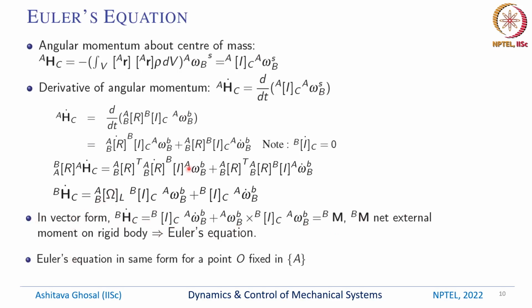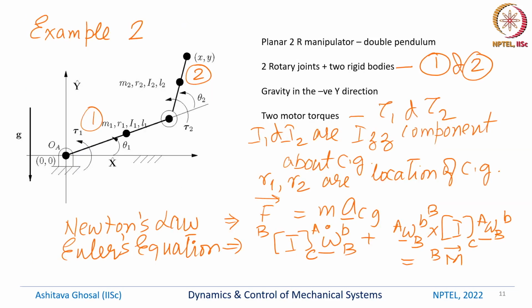Euler's equation is also valid if, instead of about the center of mass, we form the equation for a point O which is fixed in A. So we don't have to write the Euler equation about the center of mass, but we can write it about any other point which is fixed in A. Remember, A is the reference coordinate system, and we will use this fact very shortly. So let's look at an example.